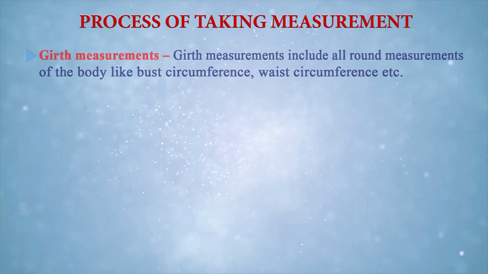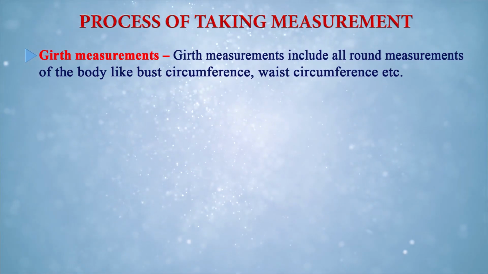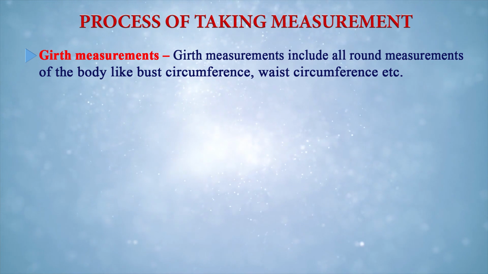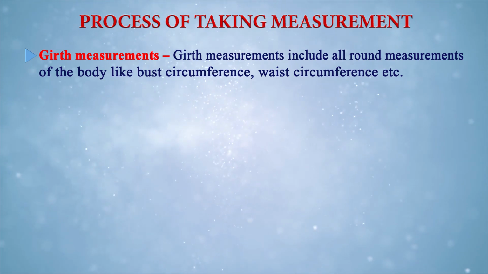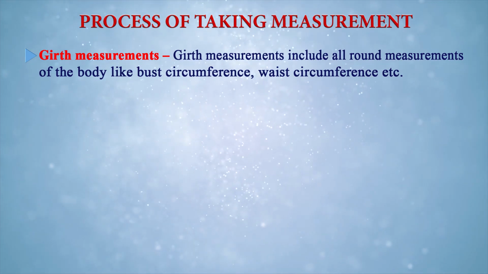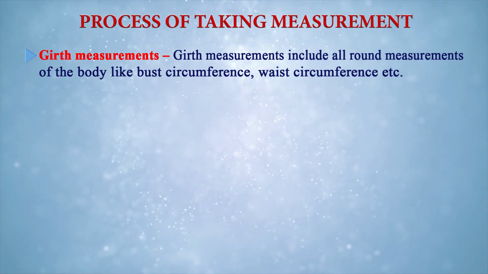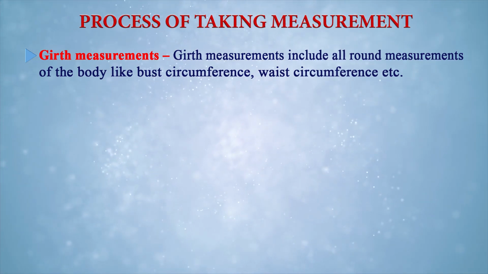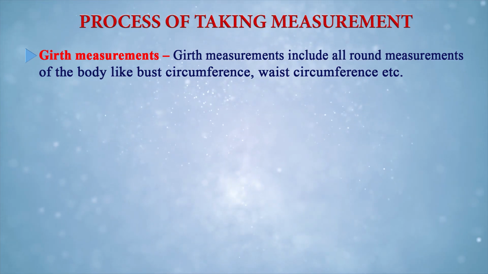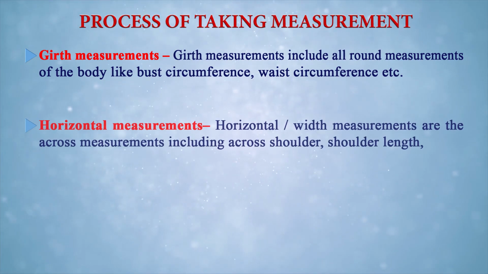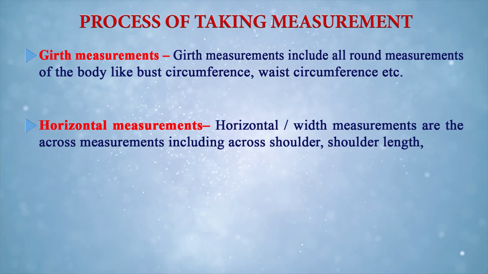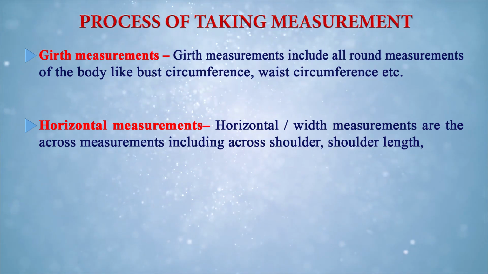When we talk about the girth measurement, it is the round part or the circumference of the body. Girth measurement includes all round measurements of the body, like bust circumference, waist, hip circumference, and round of the neck. So in the process of taking measurements, first we go for the girth measurement, or we take the round part of the body's measurement. Then second is the horizontal measurement, also called the width measurement.